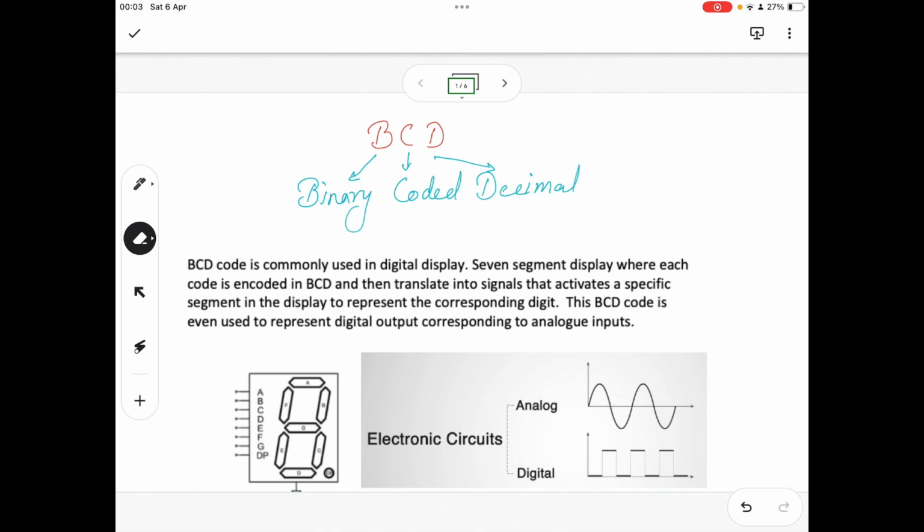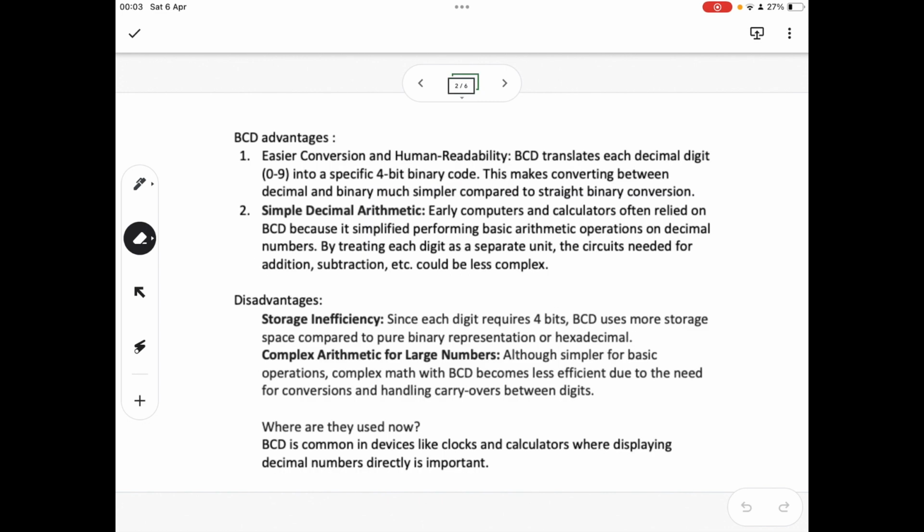Now let's look at the advantages and disadvantages of binary coded decimal. The main advantage is that it's easier to convert, it's readable, and it allows simple decimal arithmetic, which you find in calculators and public place displays. The disadvantage is that when we store this data in 4 bits, the amount of memory it takes is too much. That's why it's not feasible for general use. But for limited usage, BCDs are being used. You can pause the video and read through what is written there.